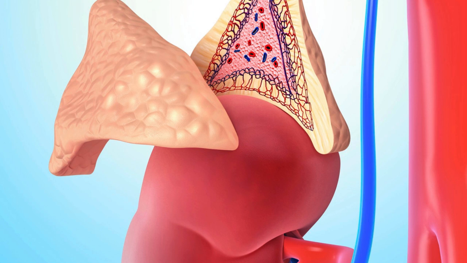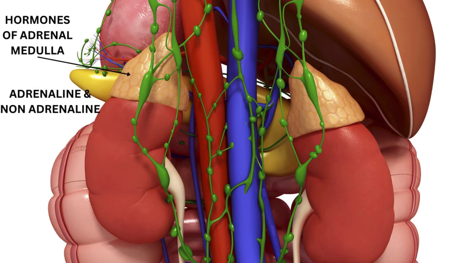Now let's get into the hormones produced by the medulla. The medulla is present inside the adrenal gland and is a little brown colored. Now let's see what hormones are produced by the medulla part of your adrenal gland. It produces two important hormones called adrenaline and noradrenaline, also called epinephrine and norepinephrine.